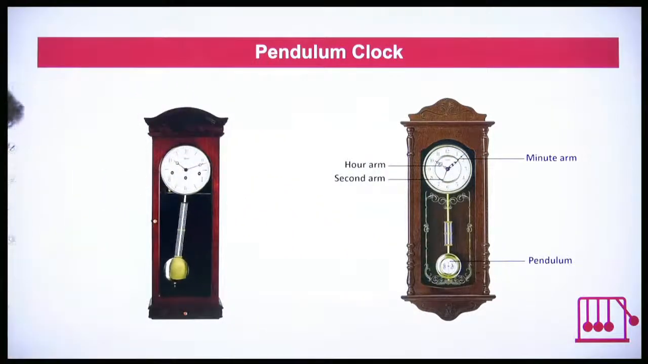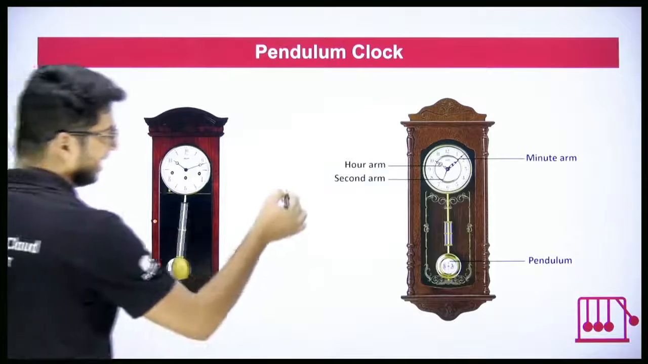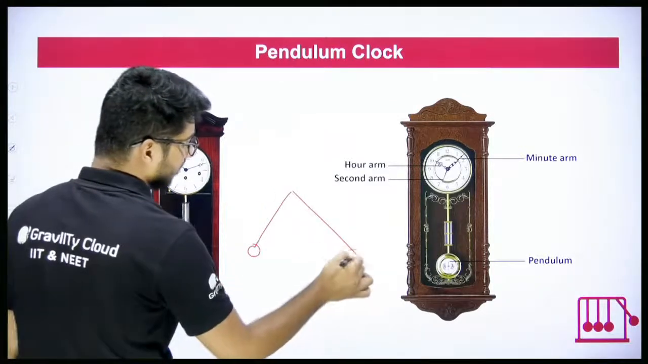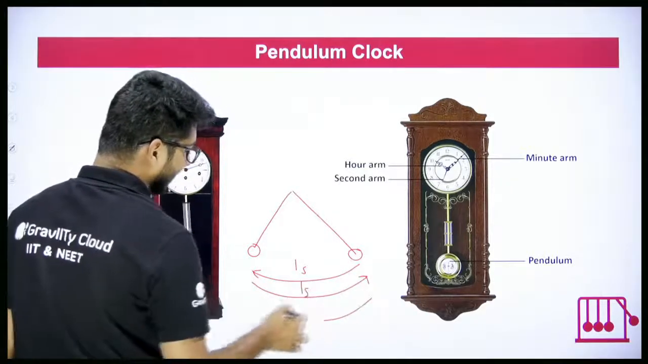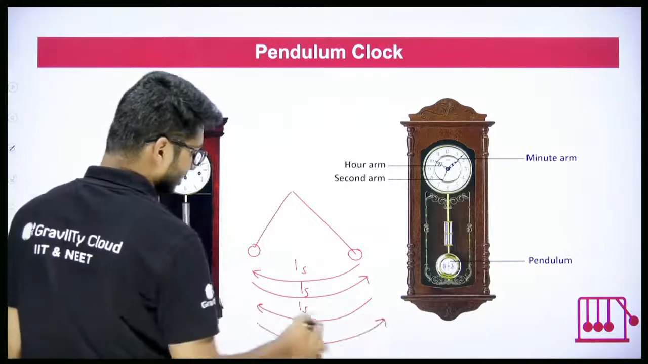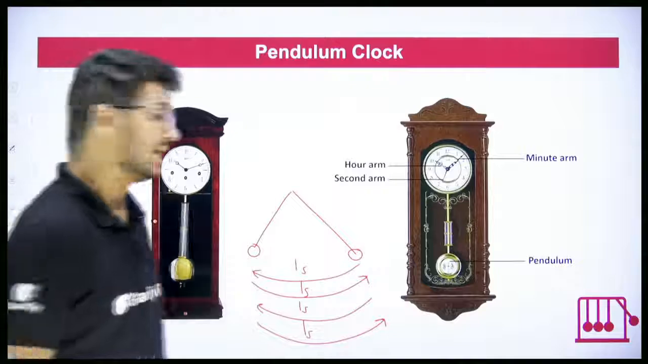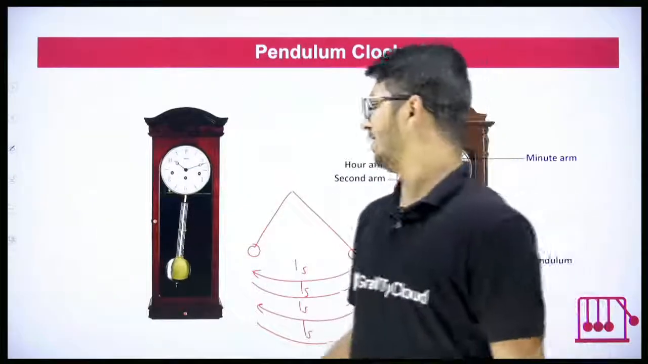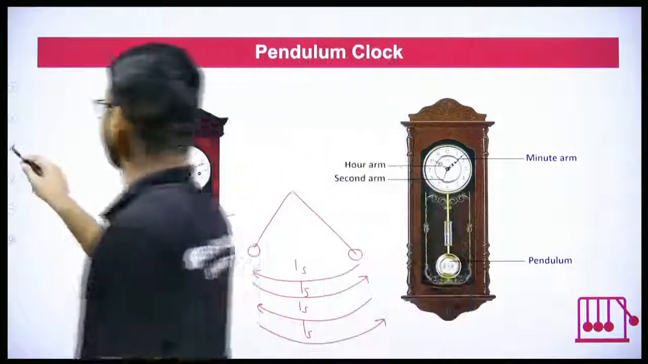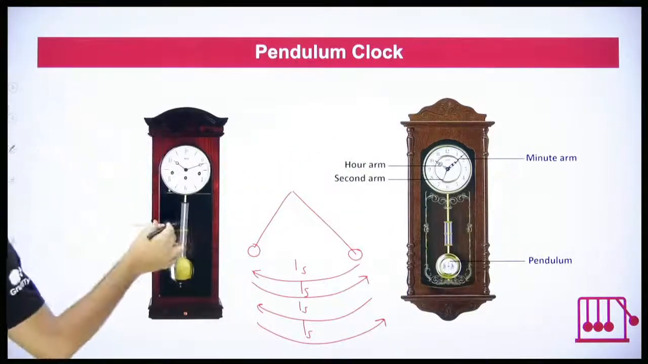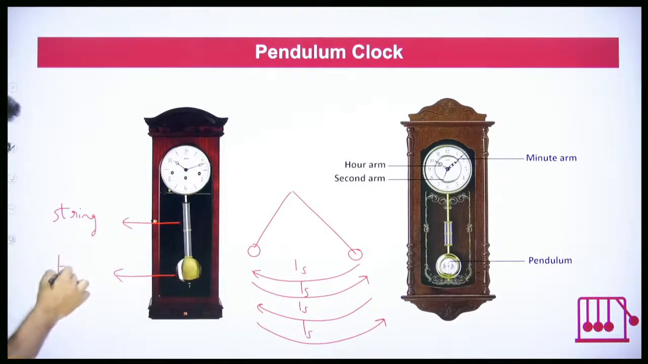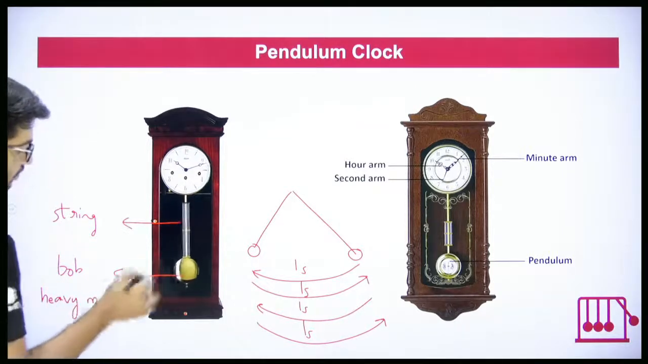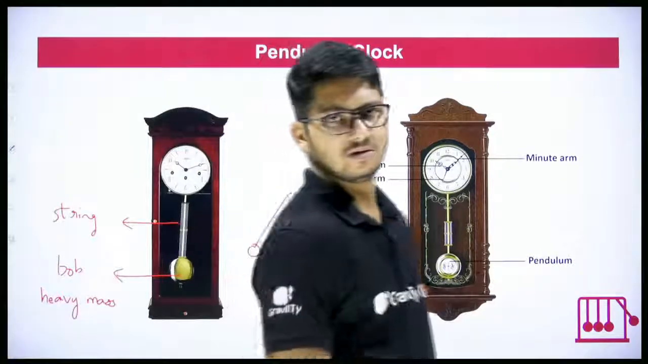In fact, from one end to the other end, the time taken will be 1 second. Then again back, 1 second. Then again 1 second. Then again 1 second. It's like a swing. Clear? That's a pendulum clock. And here in the pendulum clock, this is like a thread or a string. And this is a heavy mass. We call it a bob, which is a heavy mass. That's it. Clear? That's a pendulum clock.